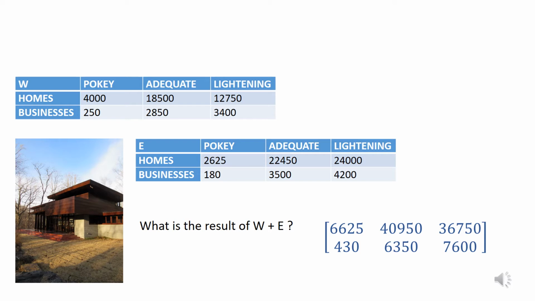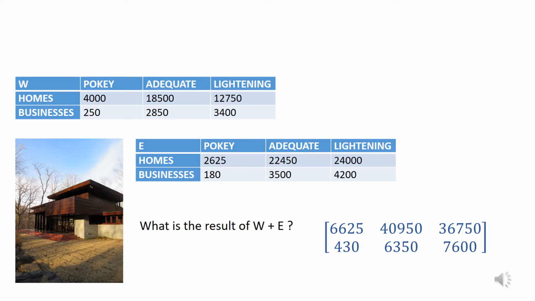So the homes choosing pokey service in the West get added to the homes choosing pokey service in the East. The homes choosing adequate service in the West get added to the homes choosing adequate service in the East. The homes choosing lightning service in the West get added to the homes choosing lightning service in the East. The businesses choosing pokey service in the West get added to the businesses choosing pokey service in the East, etc.